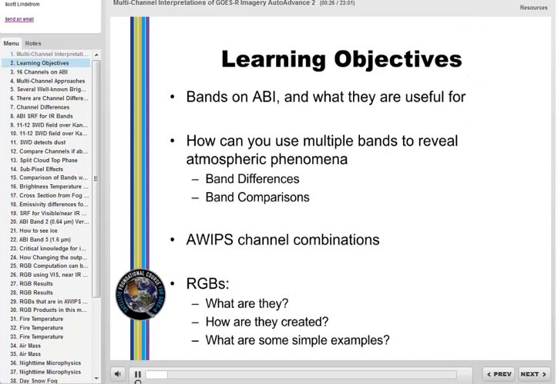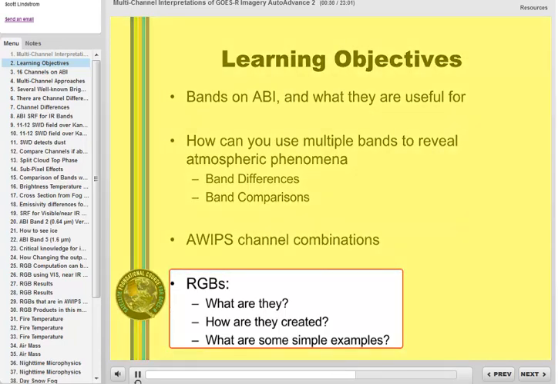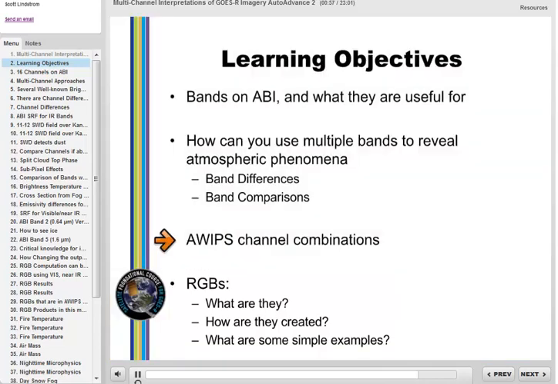The topics of this training are related. There are different ways of looking at channel differences from the GOES-R Advanced Baseline Imager, or ABI. You can look at difference fields, that would be brightness temperature difference for infrared or reflectance difference for visible or near infrared. You can toggle between fields, and you can look at RGBs, or red, green, blue images. RGBs are created by assigning an individual band or band difference to the three color components, red, green, and blue, that are used to create an image. All of the ways of looking at channel differences highlight the sensitivities of the individual channels.